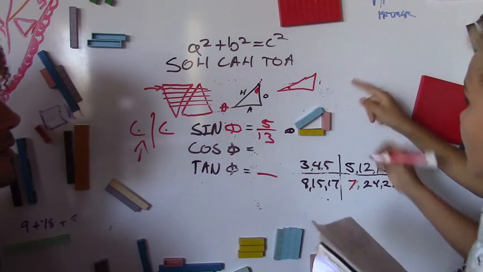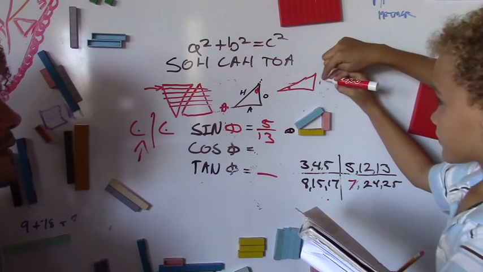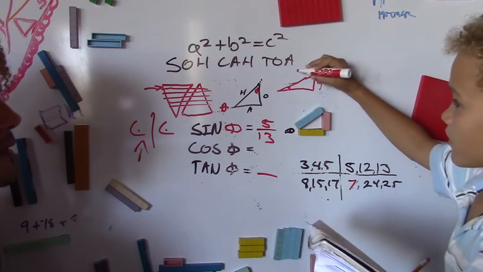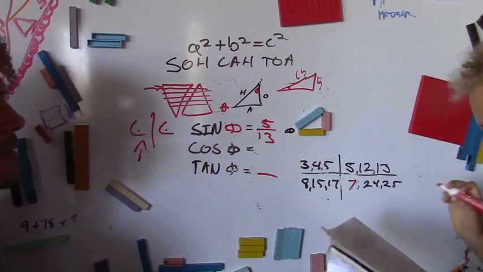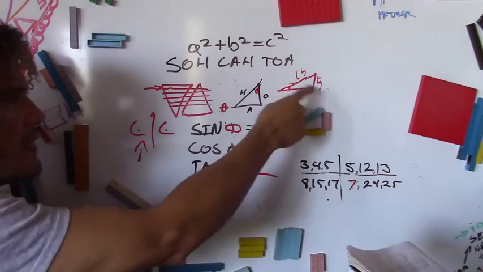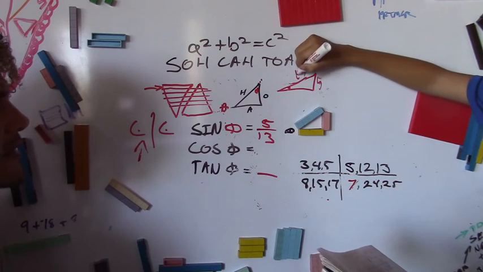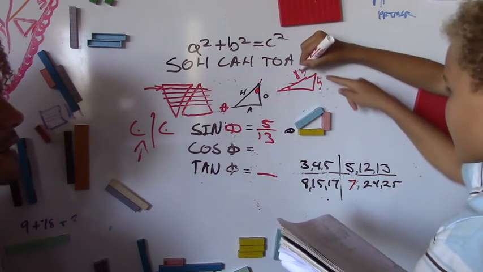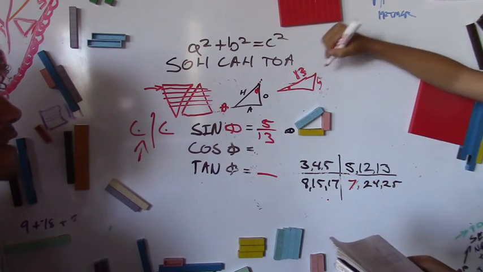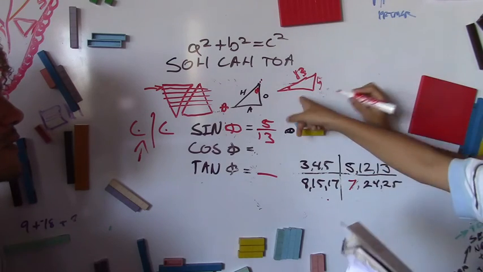Sine is 5 over 13. Where does the 5 go? 5. Yeah. 13. All right, so then where would the 12 go then? If that's 5 and that's 13, what's the other side have to be? 12. Can it be anything else? No. 12.